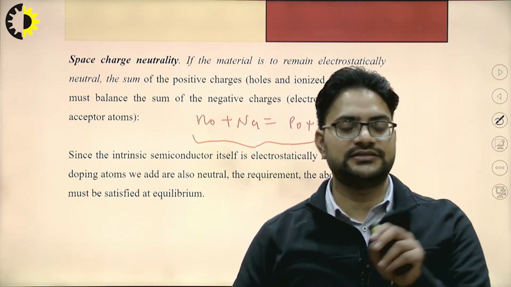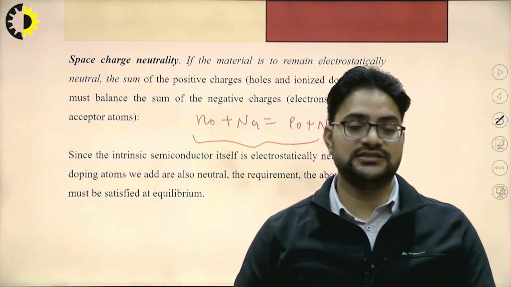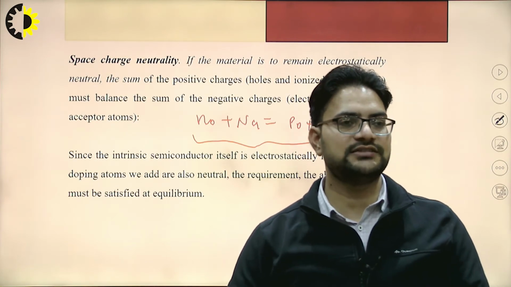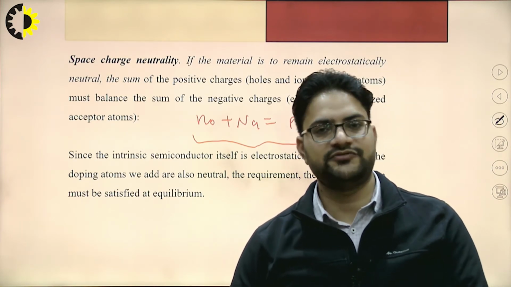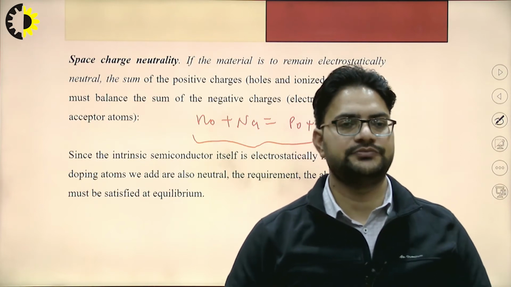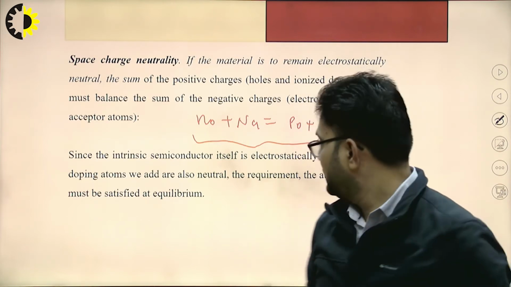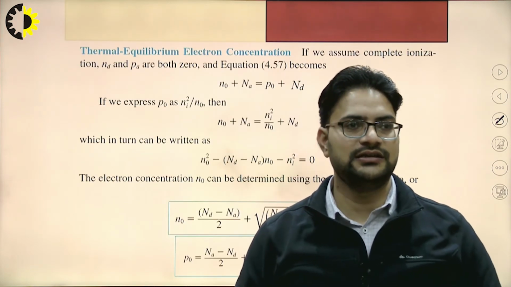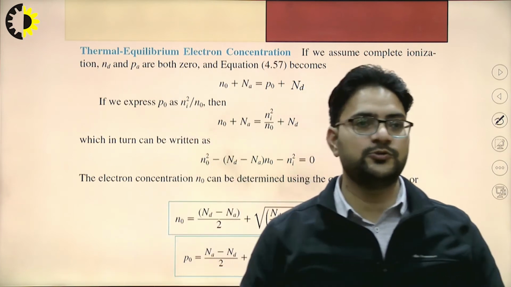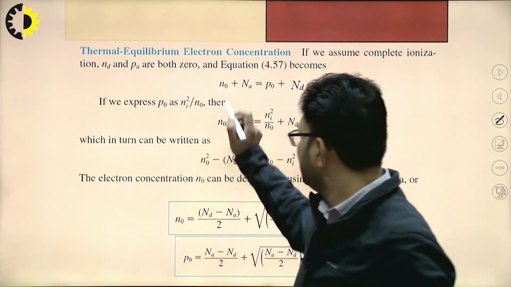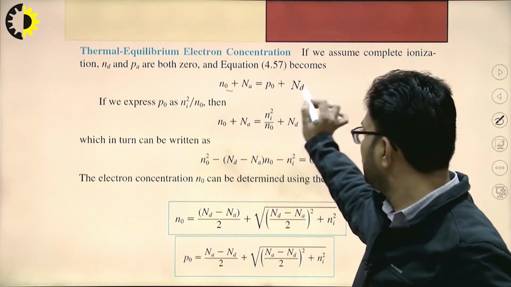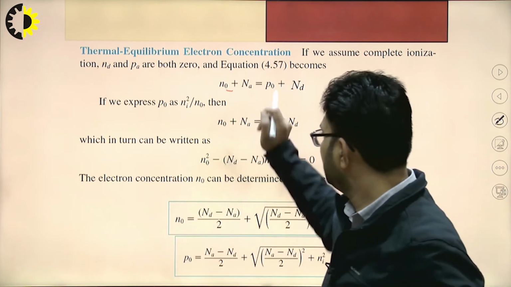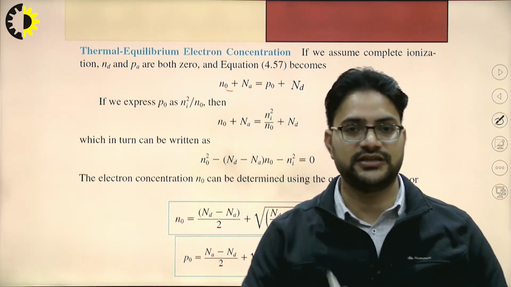The intrinsic semiconductor itself is electrostatically neutral. So we can say that the doping atoms that we add are also neutral. And if we rewrite the above equation in the thermal equilibrium state, it can be written as n naught plus Na is equal to p naught plus Nd. So this is the equation that we have got.